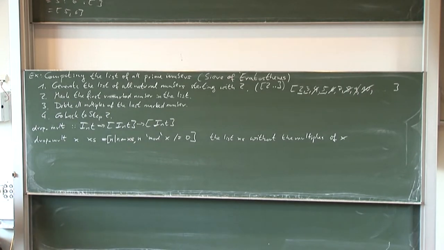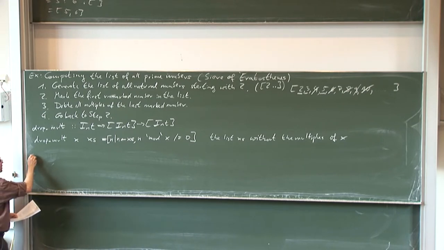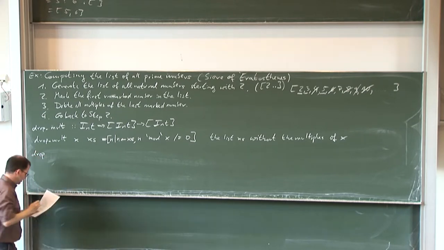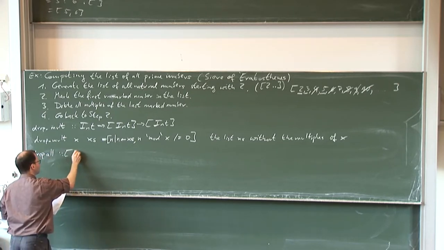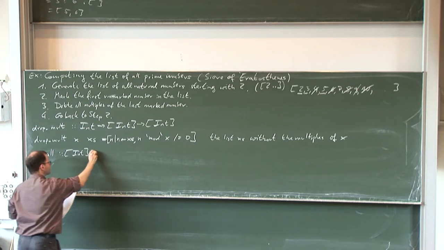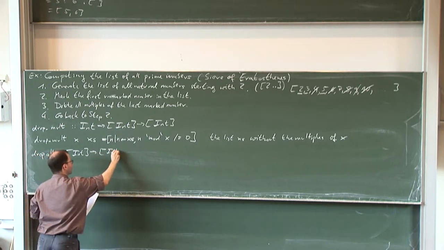Now what we really want to do is what we describe here in step 2 and 3. So we want to take a whole list, and then we want to keep the first element, but drop all further multiples of the first element. And then we want to do the same thing with the remaining list. So to do step 2 and 3, I define another function, drop all, which uses this drop mult. So drop all really takes a whole list.